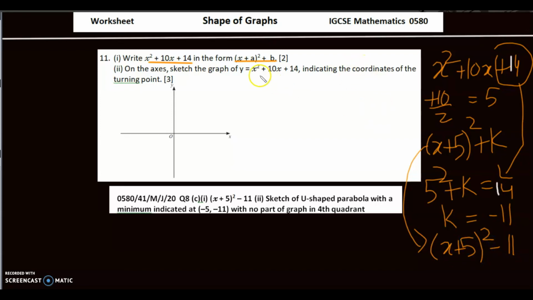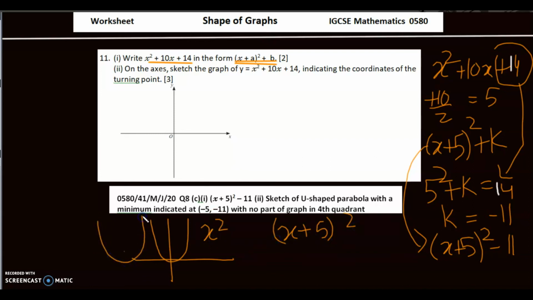Now I have to sketch this. So if I have to sketch this, and this is obvious now, I can tell the turning point from here. So it's the graph of y is equals to x square, then x plus 5 whole square means the same graph is going 5 units towards the left, and minus 11 means the same graph is going 11 units down now. So it will end up here at minus 5, minus 11.